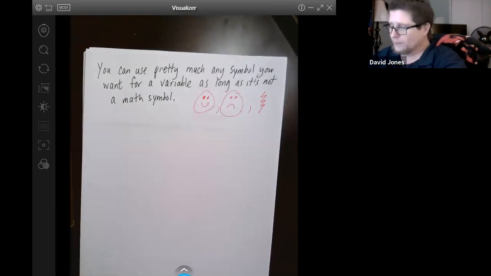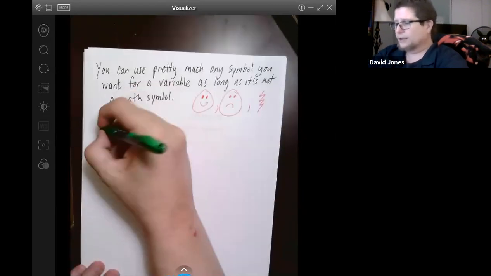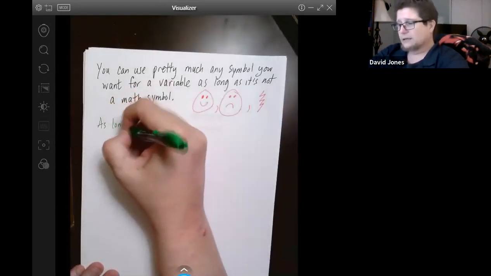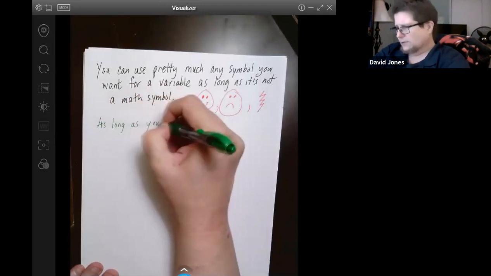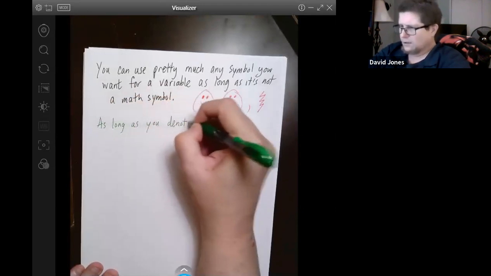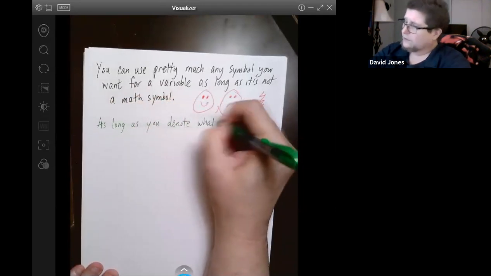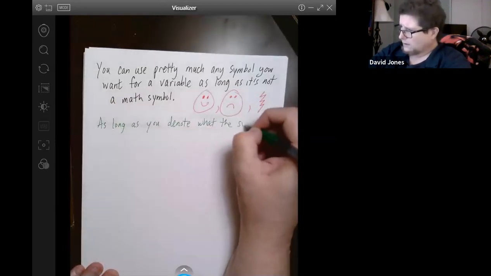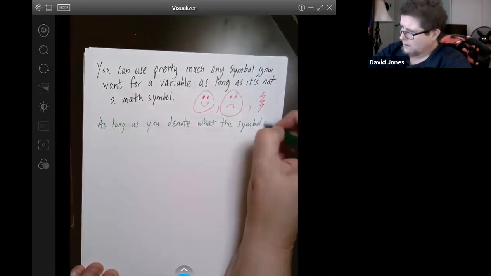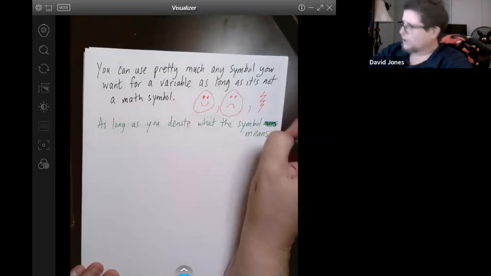So you can use any symbol, as long as you denote what the symbol means. Okay, you got to write down what it means.